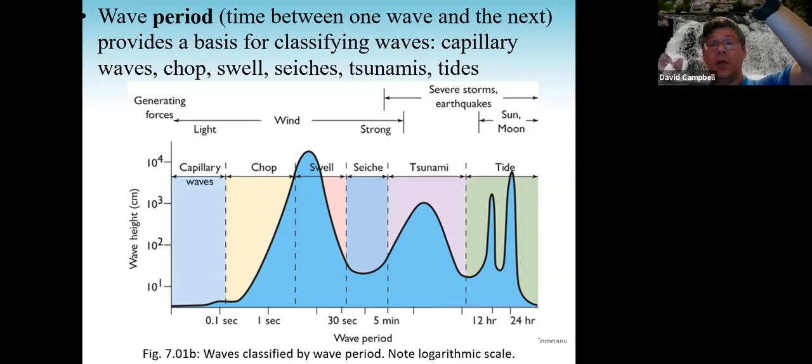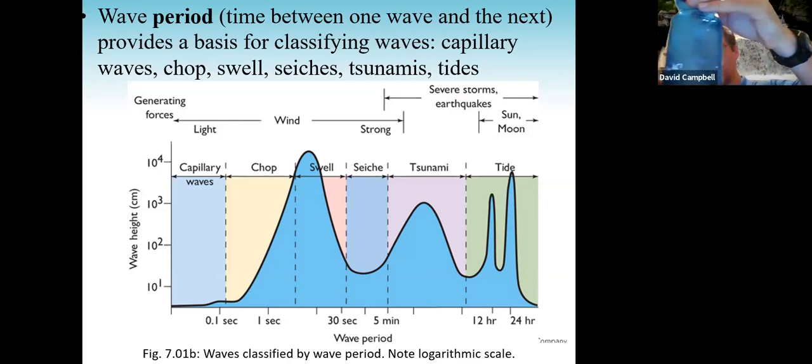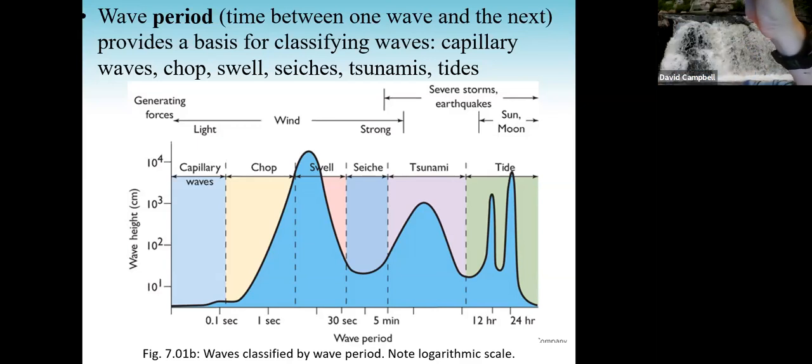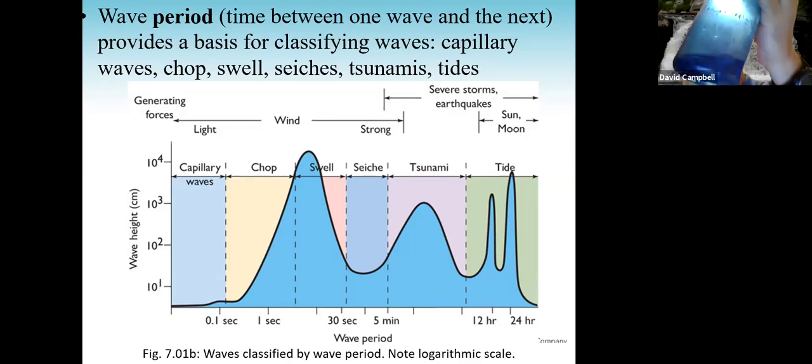Capillary waves. There, well, having a little trouble. There's starting to see some capillary waves in the water bottle. Well, when zoom doesn't make it disappear. Chop, relatively standard small, short period waves.